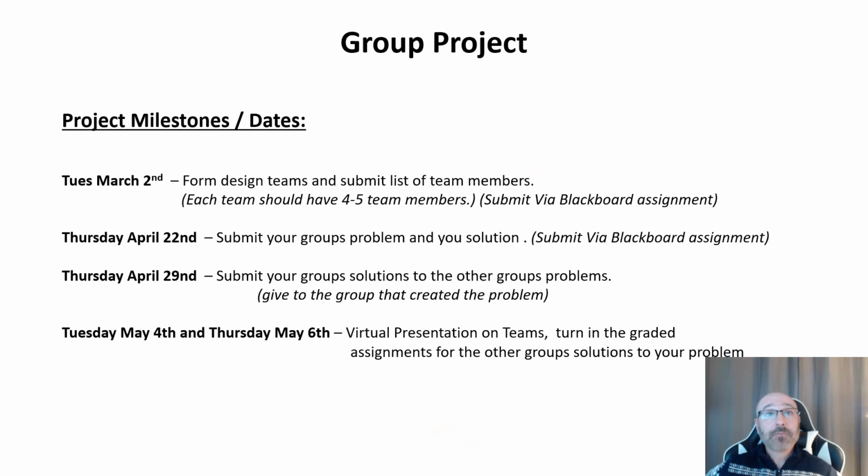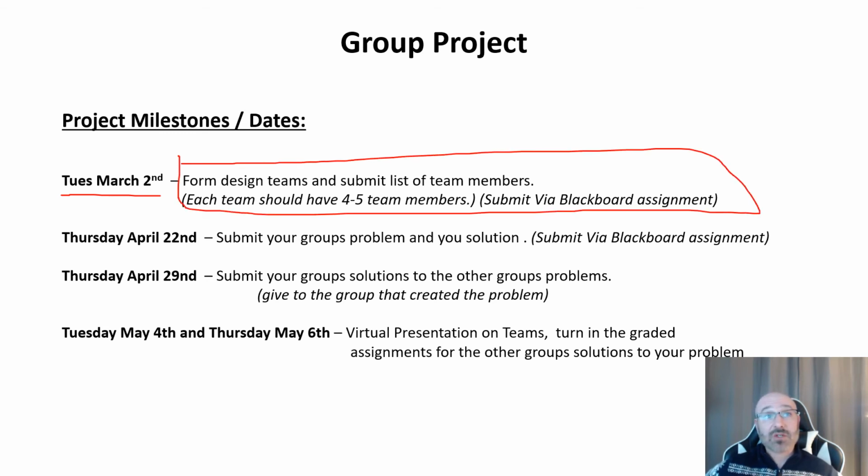So, milestones to consider as we're going through our group project. Tuesday, March 2nd, this week, this quiz is going to involve you forming your teams, just like we talked about in that format. These are also labeled on Blackboard through that quiz assignment. You'll be able to follow that template and plug in your team name and each of your team members' names. So that's going to be that week of March 2nd.